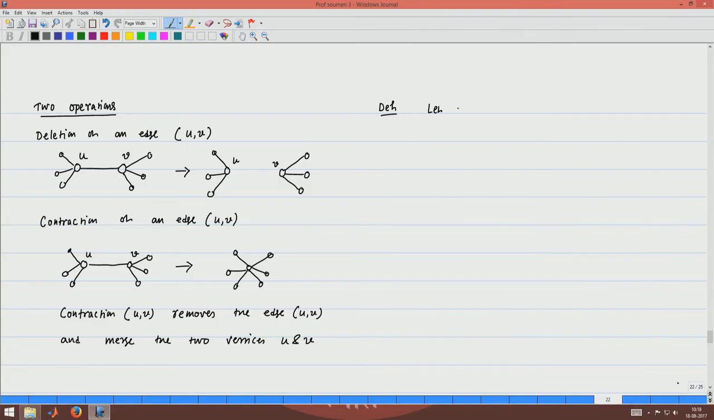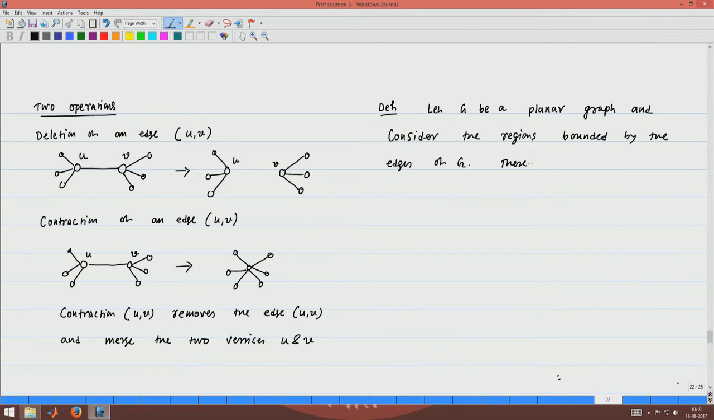Let G be a planar graph and consider the regions bounded by the edges of G. These are called faces.